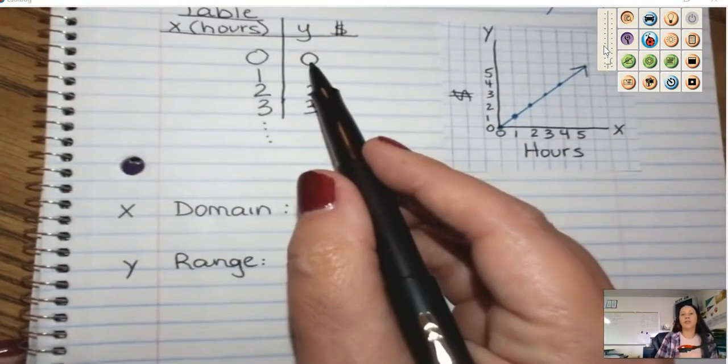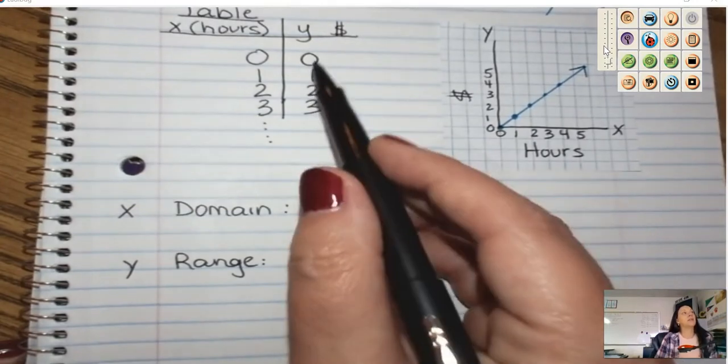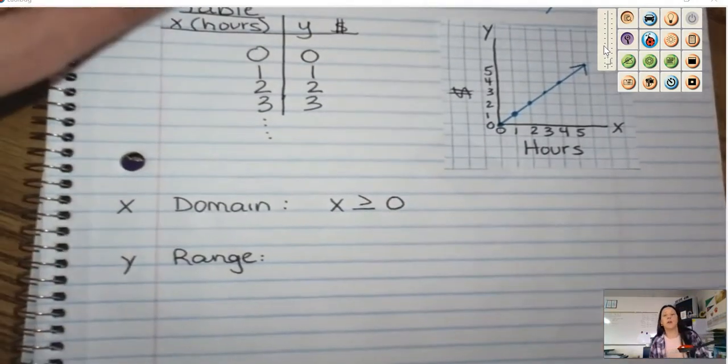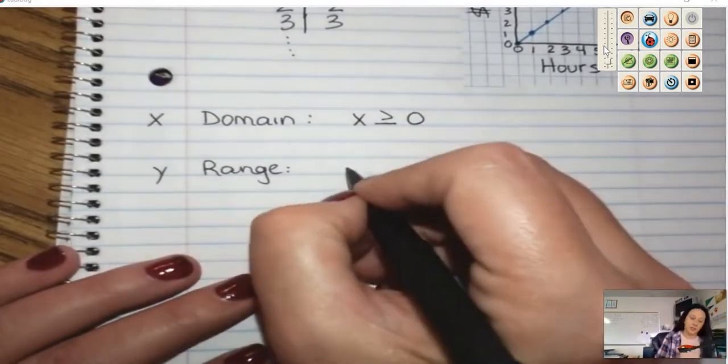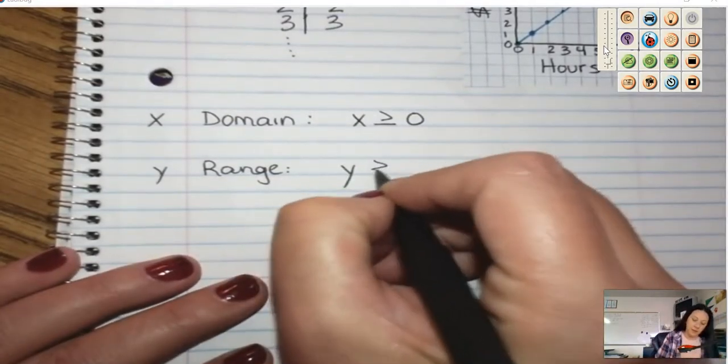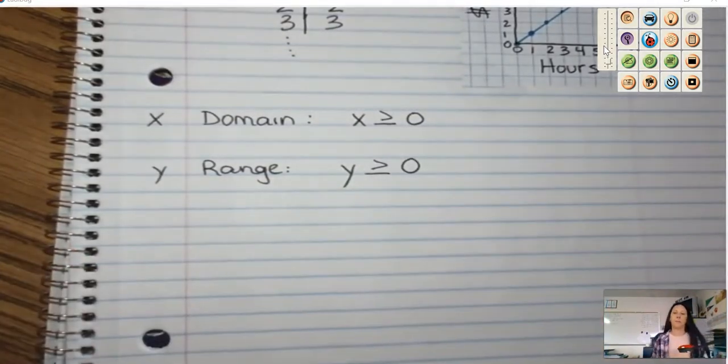Our range was anything bigger than 0, which also includes all the decimals and all the fractions in between. So the y value is going to be greater than or equal to 0.